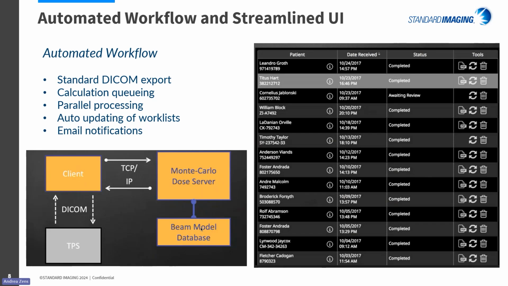Like I said, DICOM export from the TPS, calculations are queued. There's parallel processing to optimize the throughput. Once a calculation is done, the workflow is automatically updated and the user can configure an auto email distribution list to let people know when calculations are done and results are ready for review.